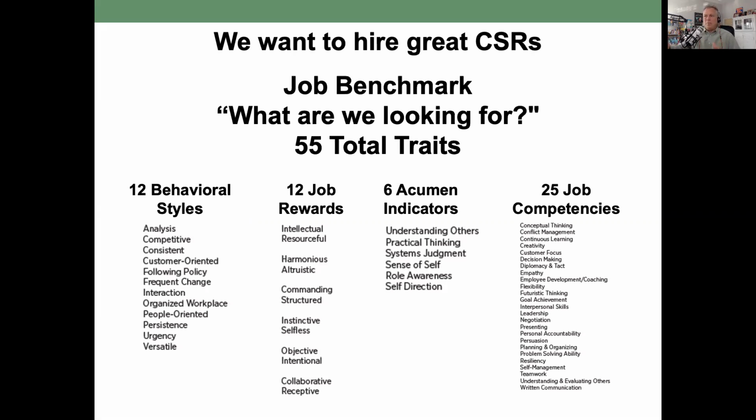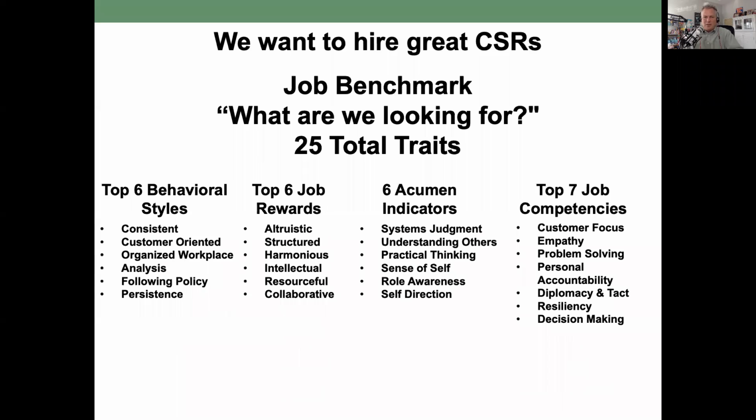In our benchmark library, we've got 55 different traits and talents that we can choose from across 4 different categories. We have 12 behavioral styles, 12 job rewards, 6 acumen indicators, and 25 job competencies. When we put together this particular benchmark, here's the 25 that bubbled to the top that they were looking for. We ended up with the top 6 behavioral styles, the top 6 job rewards, the 6 acumen indicators, and the top 7 job competencies.